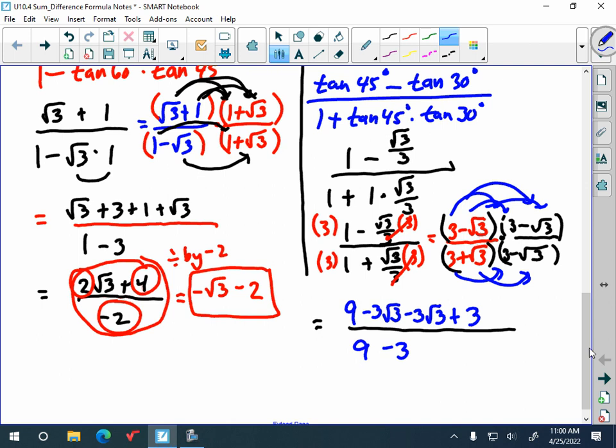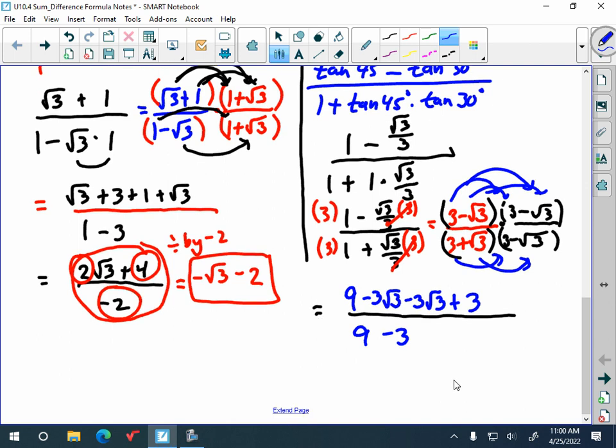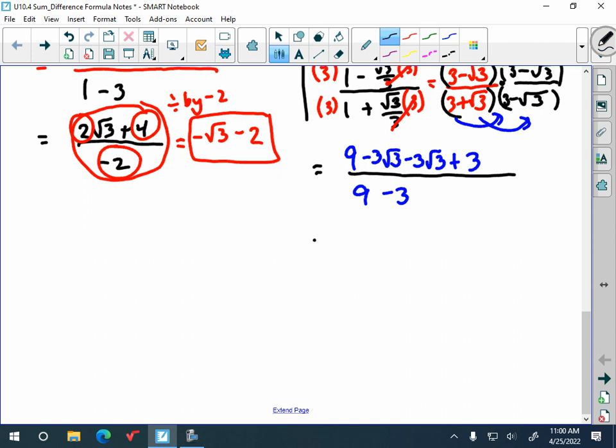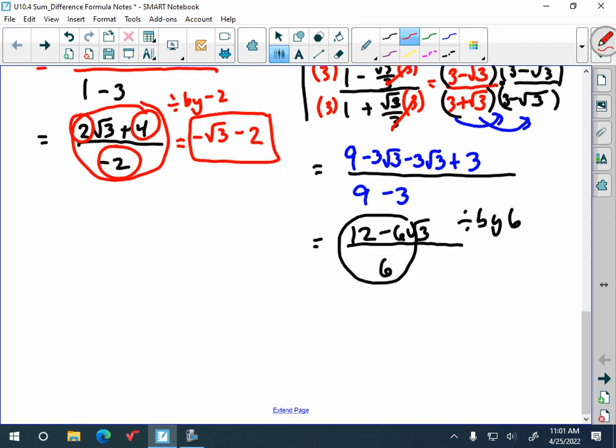All right, so now we simplify this. Combine like terms. 9 plus 3 is 12. Negative 3 root 3 minus 3 root 3 is minus 6 root 3. On the bottom, 9 minus 3 is 6. I have these three numbers on the outside, I can divide them all by 6. So that becomes 2 minus root 3 over 1, which is just 2 minus root 3.